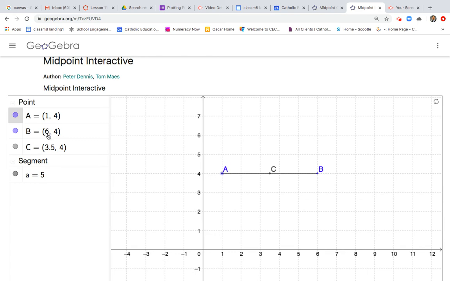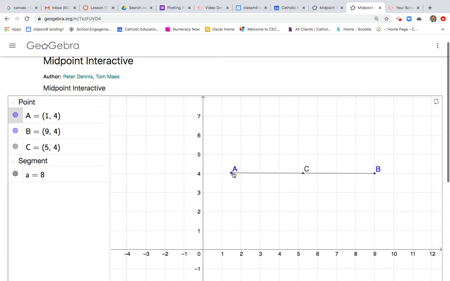So what number is right between 1 and 6? 3.5. How did we get that? 1 plus 6 is 7, and then you divide by 2. So if we move this out to 9, A is the point (1, 4), B is the point (9, 4). What is right in between the 1 and the 9, the midpoint of the 1 and the 9? Well, 1 plus 9 is 10, divided by 2 is 5. So that's how we find the midpoint. We're just averaging the x's out.